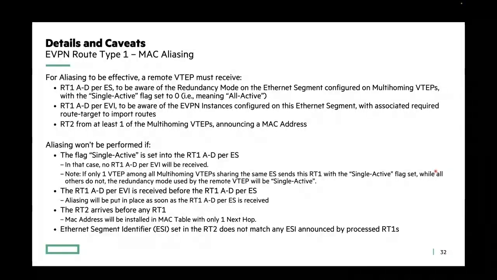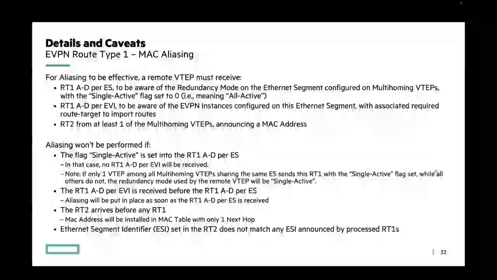On the other hand, MAC aliasing could not be performed for several reasons. First, because the flag single active is set into the RT1 AD per ES. Remember, aliasing is only tied to all active mode. In case of single active, there is a primary path and backup path, but there is no aliasing. So if the flag single active is received, we do not set aliasing.